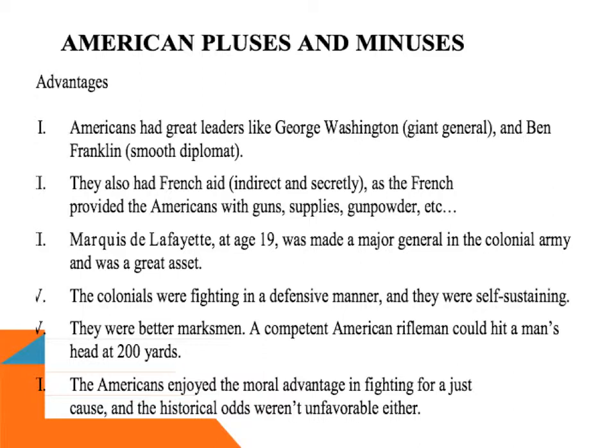We'll also have the French aid eventually, first indirectly and secretly, and then eventually they will actually get physically involved. We've got some great leaders and people who believe strongly in our cause, like Marquis de Lafayette, who joins the ranks. They're also fighting a defensive war, as I mentioned earlier, and self-sustaining. We're very good marksmen. Most of the people on the frontier knew how to hunt. That's one thing going for us. We also have a moral advantage: we're fighting for a cause we believed in very strongly, and we're also protecting our homes, which is one way to rally people, other than those mercenaries who are only fighting for a paycheck.